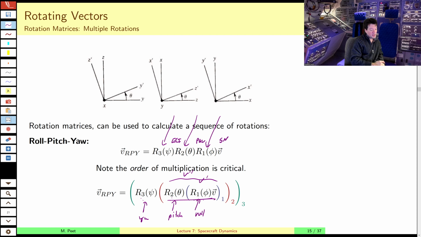And it's the same thing for coordinate rotations. If we rotate the coordinates first about the x-axis, and then the y-axis, and then the z-axis, the rotations here are the same. Of course, we have our negative signs here in that case.